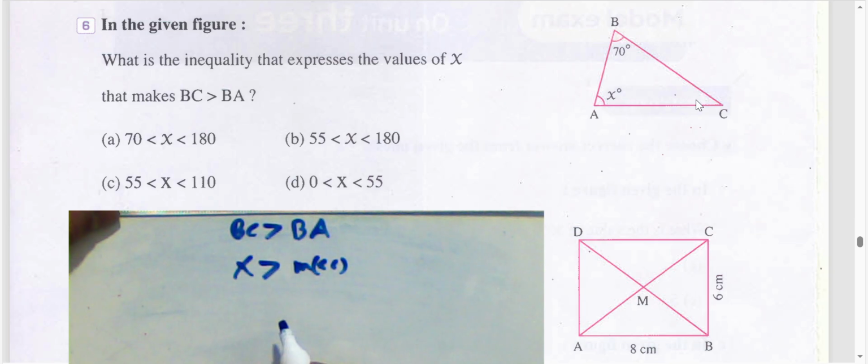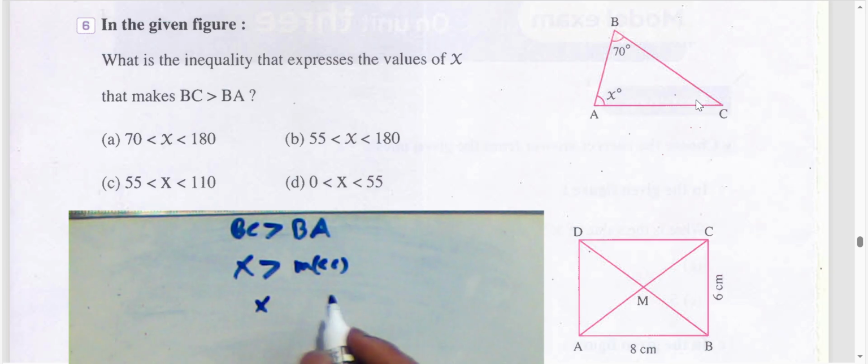Okay, and we want to find between what and what X lies. We don't know the measure of angle C here, but the measure of angle B was 70 degrees. The sum of any two sides in a triangle is greater than the third, and we know the sum of the interior angles in any triangle equals 180 degrees, so X lies between 0 and 180.